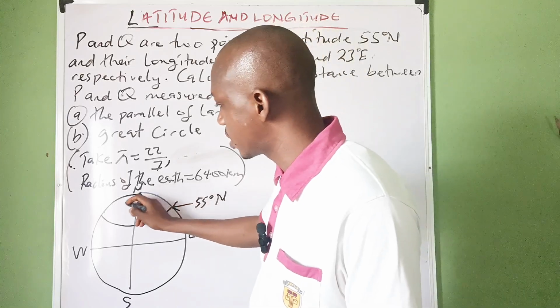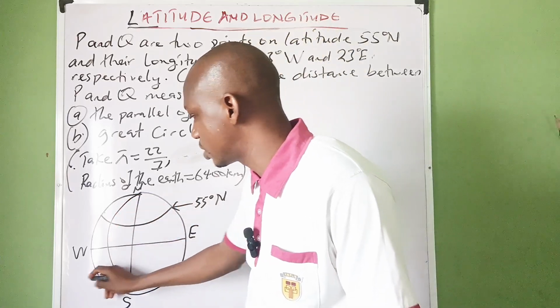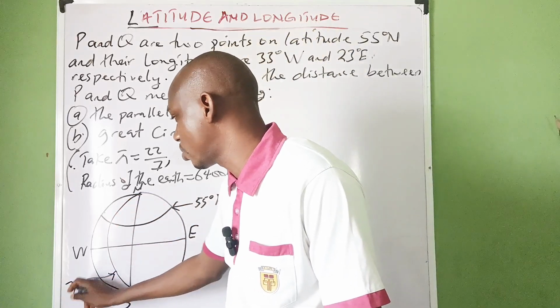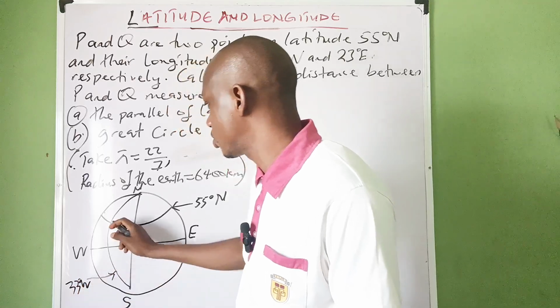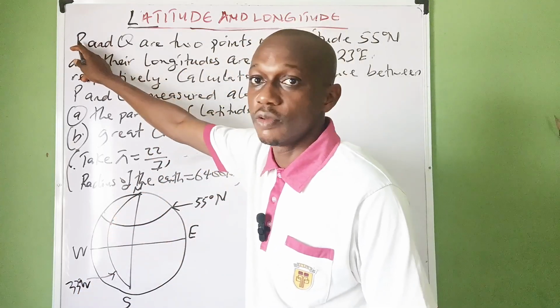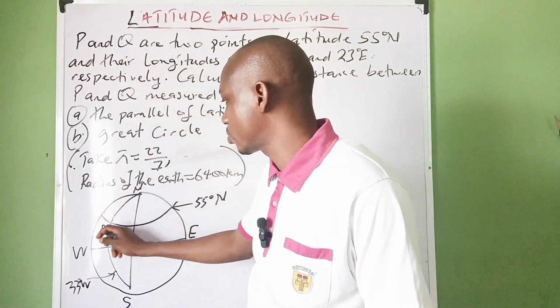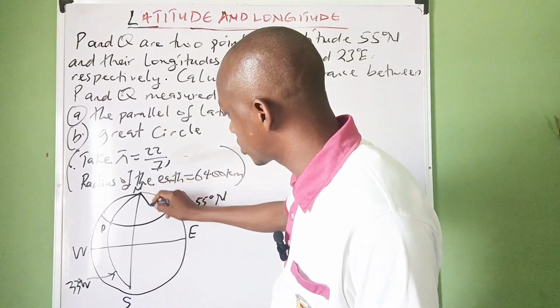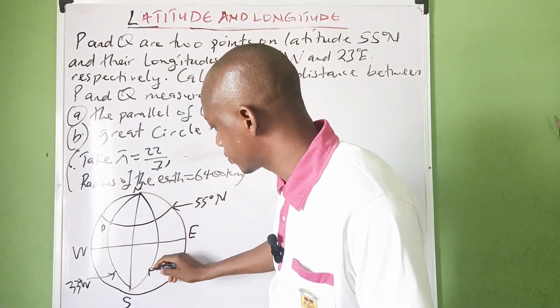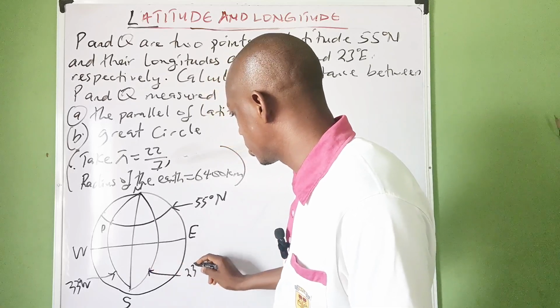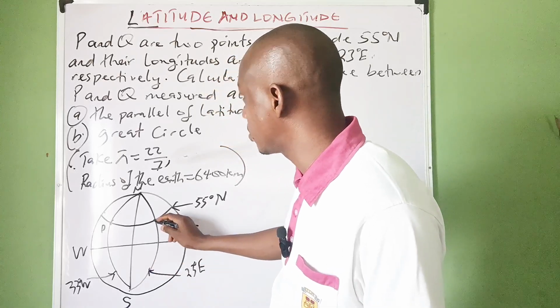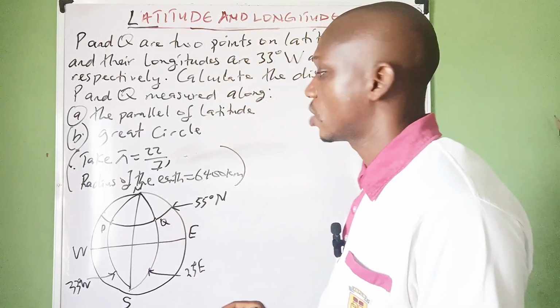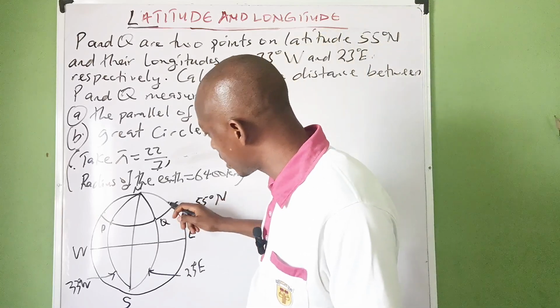So it swings to the west like this. This one is 33 degrees west. So where they meet will be our P, because that's the first one. And 23 degrees east comes towards this side. That will be our Q. To make this circle, we will now look at where this one will meet.